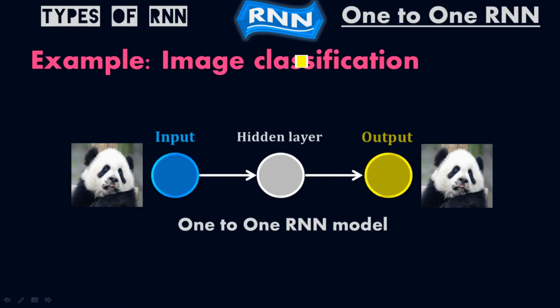Now, image classification is a very good example of one-to-one RNN model. Remember, if you pass a single image, for example, a single image of a panda, the model will do analysis and will return the same image here as an output. So we are passing a single image as an input, and at the same time, we are getting a single image as an output. So we can say that it is a one-to-one RNN model. We put one input and we got one output. But don't forget, we have a single hidden layer as well. So for the one-to-one RNN model, we can take image classification as an example.